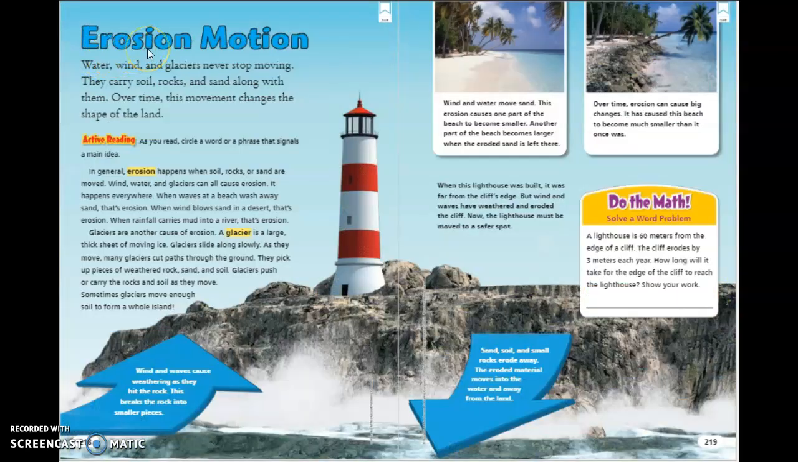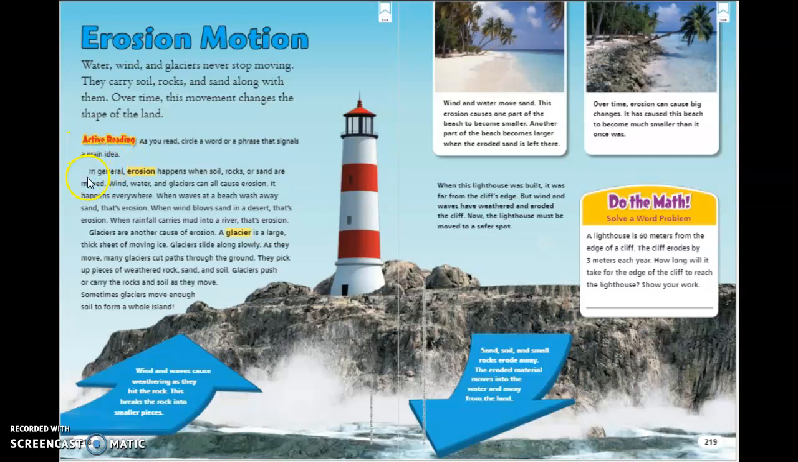Now we are on page 218. This one is called erosion motion. Water, wind, and glaciers never stop moving. They carry soil, rocks, and sand along with them. Over time, this movement changes the shape of the land. We're going to change the active reading a little bit. It should say, as you read, circle the main idea in this section. So you're going to circle the main idea.